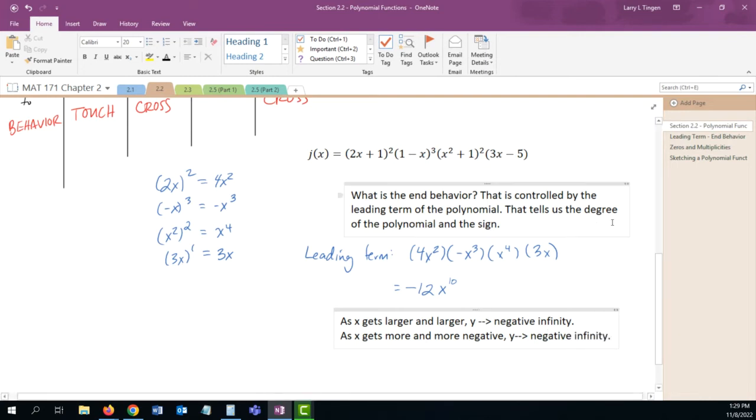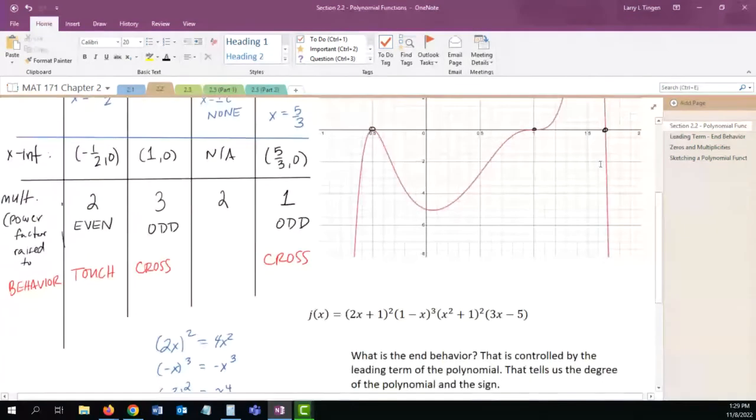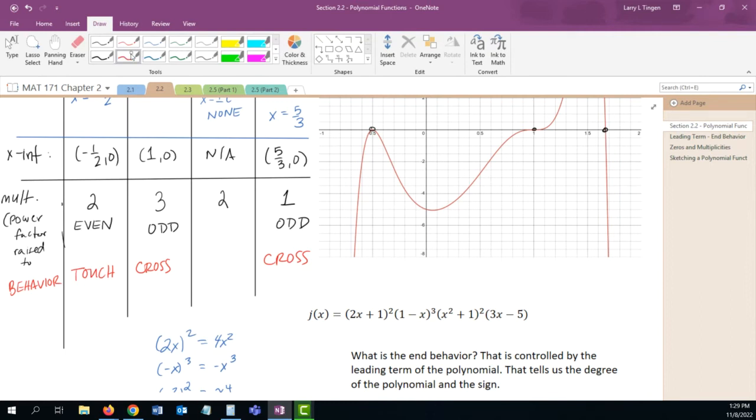What does that look like on a graph? This right here. As x grows, my function is diving for negative infinity. As x gets more and more negative, my function is diving toward negative infinity. Okay, so when we talk about end behavior, this is what we mean.